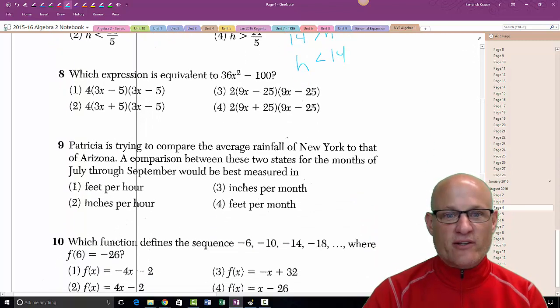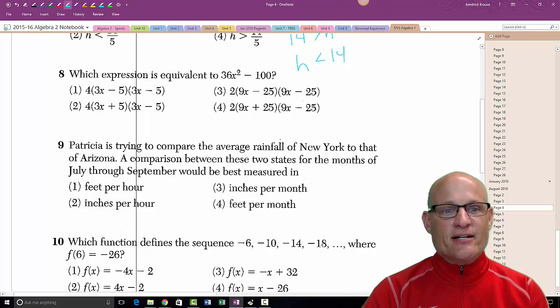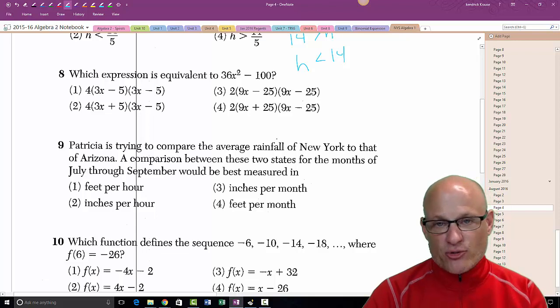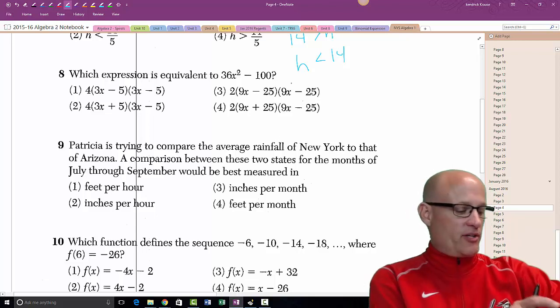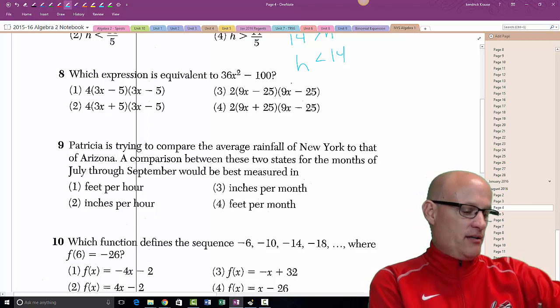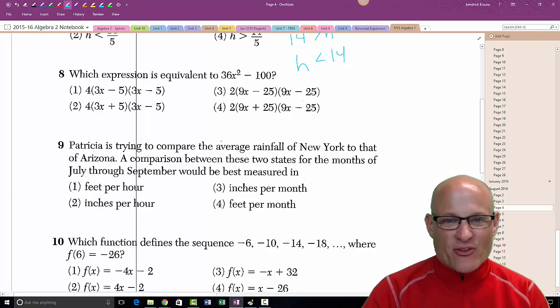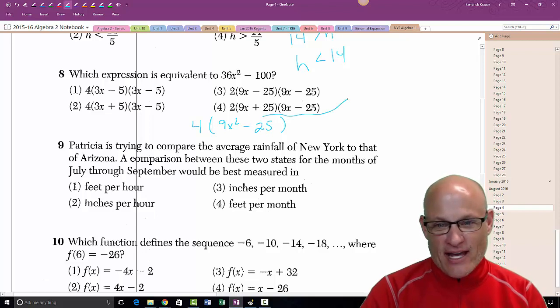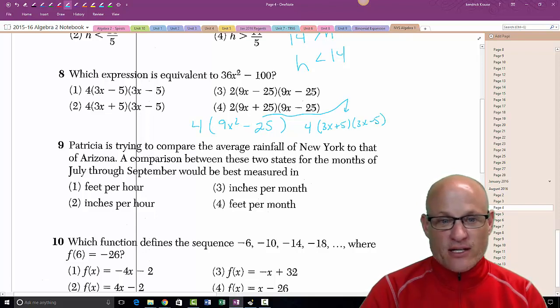Which expression is equivalent to this? The first thing you should do is take out the perfect square, or the GCF. The best thing to do is take out the GCF, in this case, which is 4. So I'm going to take out a 4, and what I'm left with is 9x squared minus 25. But that can be factored. That is the difference of perfect squares. So it's 4 times (3x plus 5)(3x minus 5).